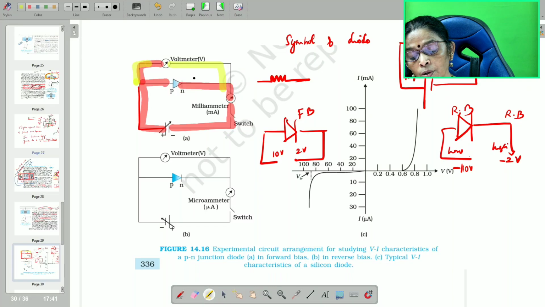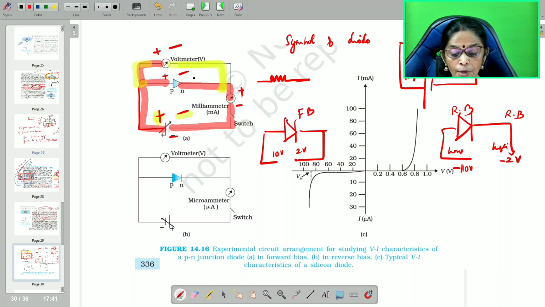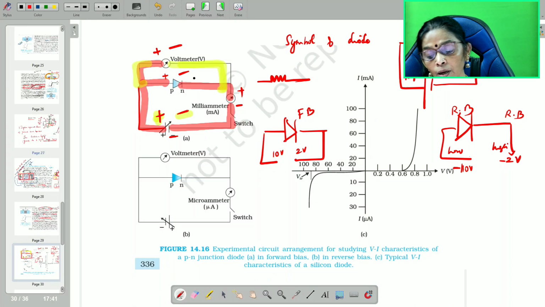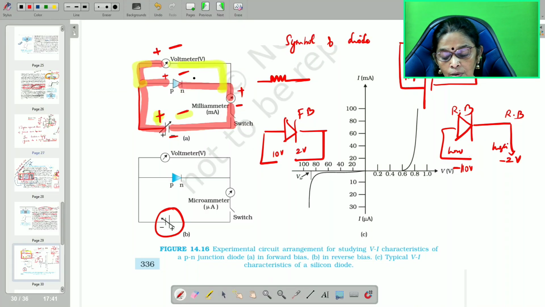So, in order to measure, this is positive, negative, here also positive, negative, this is also positive, negative, and here this is negative, so therefore it is negative, positive. Similarly, for reverse bias, you change the battery polarity, that is it. Negative, positive, here also negative, positive.